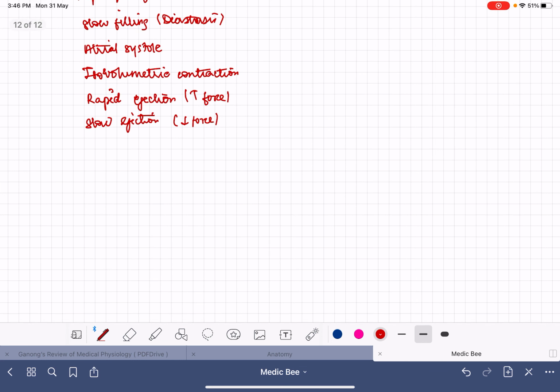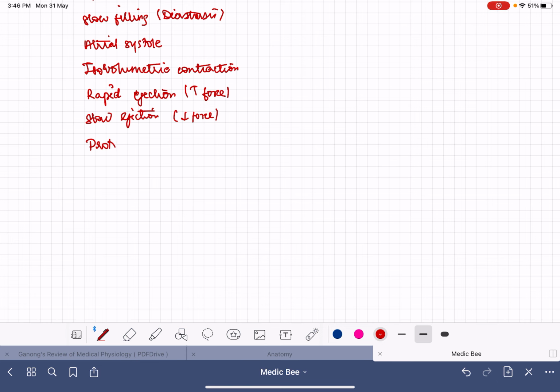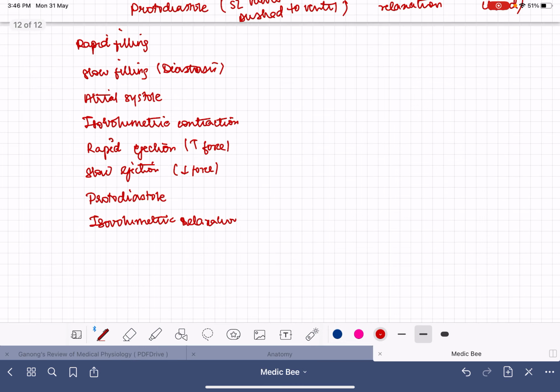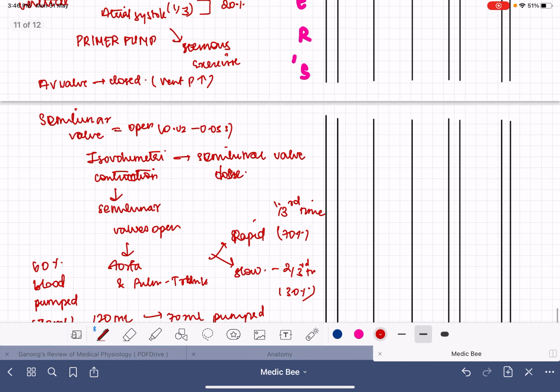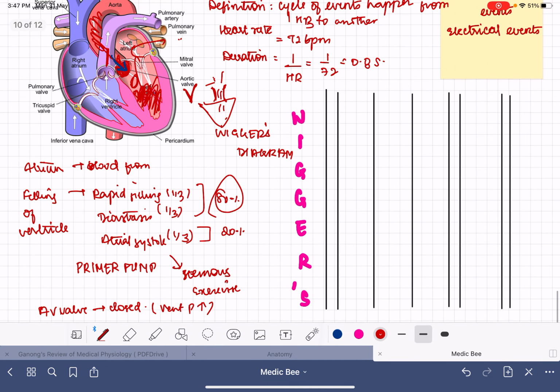After the slow ejection, protodiastole happens, because the blood in the aorta and the pulmonary trunk is trying to get into the ventricular chamber, but the valves are closed, so they just push the valves, and the blood doesn't enter the ventricle. It is just backflow that is present. After that, isovolumetric relaxation. These are the different stages of the cardiac cycle. I hope you could understand. We will see each event, the pressure changes and the volume changes, separately.